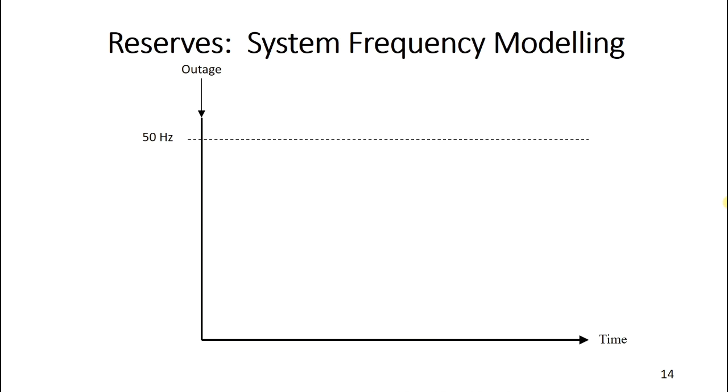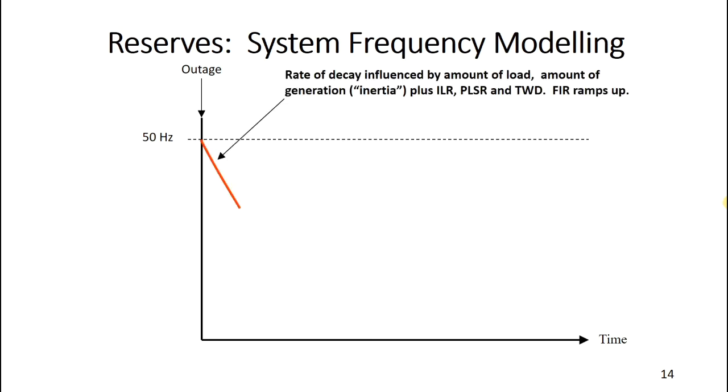So an outage has occurred, time t equals 0. We'd like the system frequency to be at 50 Hz, but because we've lost some generation, for example, frequency is now starting to fall quite rapidly. Now, the rate of decay is influenced by a number of things, particularly the amount of load and generation. So in winter, the frequency will fall slower than it will on a hot summer night when the load is much lower. And this is because there's more inertia in the system when the load and the generation are higher.